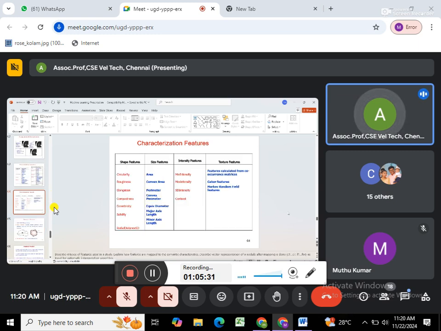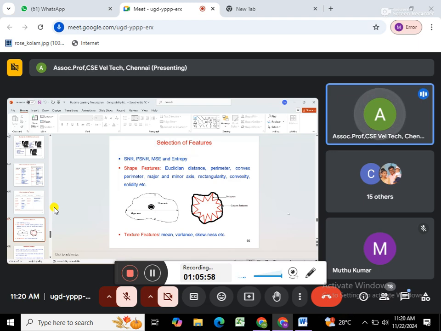The characterization of features can also be given: circularity, area, roughness, elongation, compactness, eccentricity, solidity. These parameters you can take. Having collected the feature values for that mammography image, you need to calculate all these parameters. And minimum intensity, maximum intensity, contrast value, all these features can be taken into account with respect to size. Finally, we conclude whether it is malignant or benign.